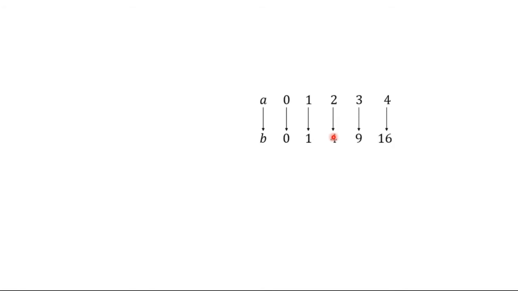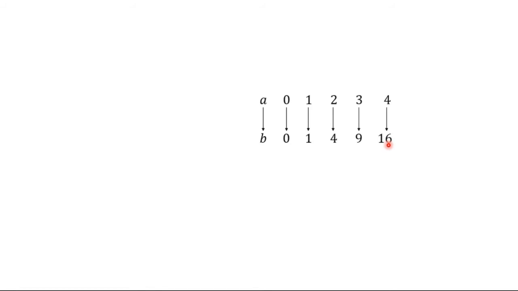2 maps onto 4. 3 maps onto 9. 4 maps onto 16. Now look at something here. If you take 2 and you square it, you are getting 4. If you take 1, you square it, you are getting 1. If you take 0, you square it, you are getting 0. If you take 3 and you square it, you are getting 9. If you take 4 and you square it, you are getting 16.